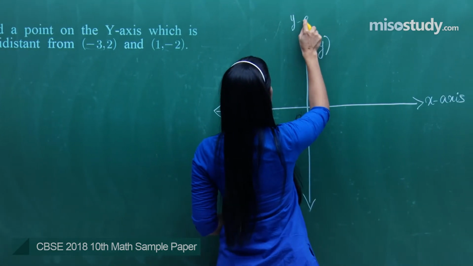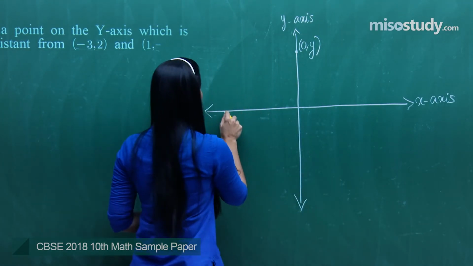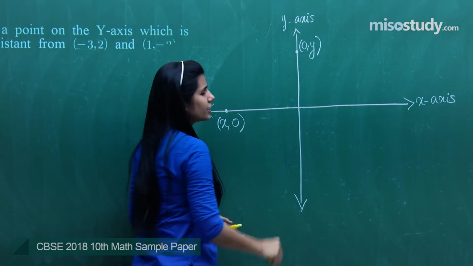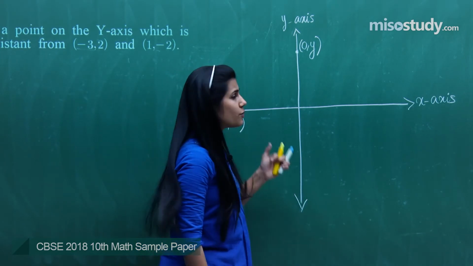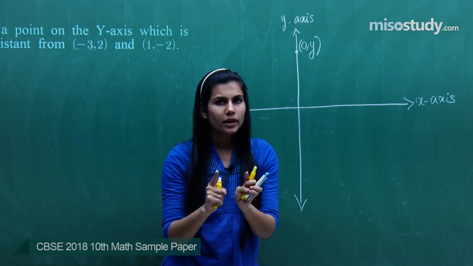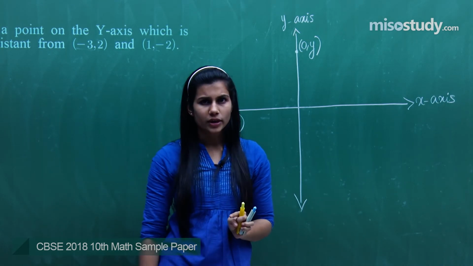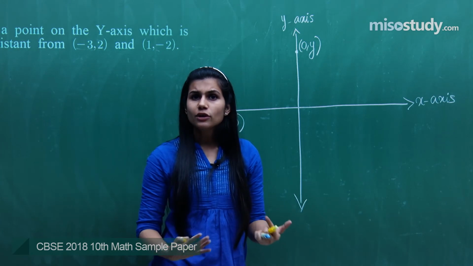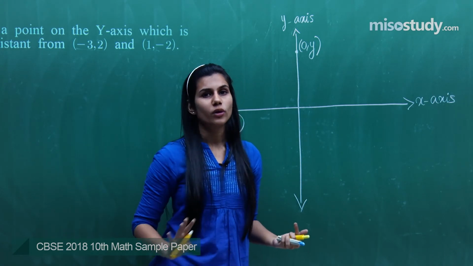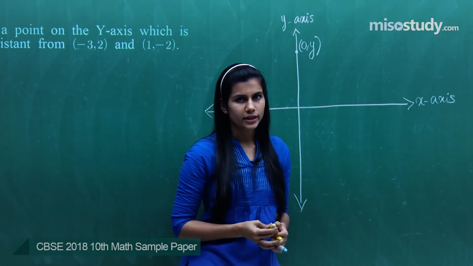This is your x-axis, this is your y-axis. Similarly, any point which is lying on the x-axis has y coordinate 0. So it looks like x, 0. That means whenever any point is lying on the y-axis or on the x-axis, out of the two coordinates required to represent a point, I already know one of the coordinates. It is 0. If the point is lying on the y-axis, the x coordinate is 0. And if the point is lying on the x-axis, the y coordinate is 0.